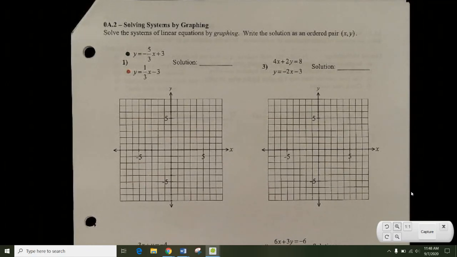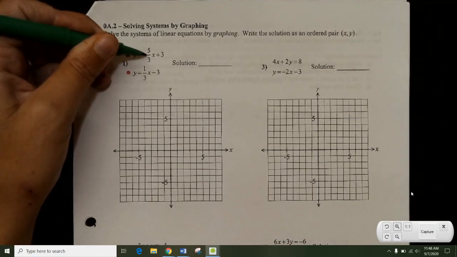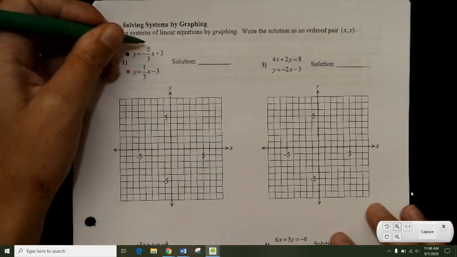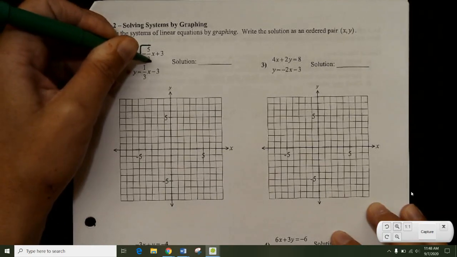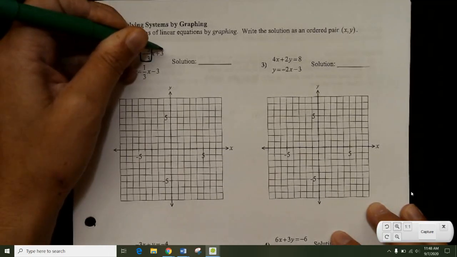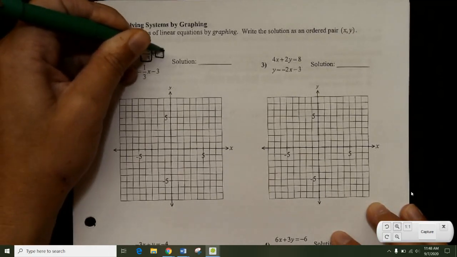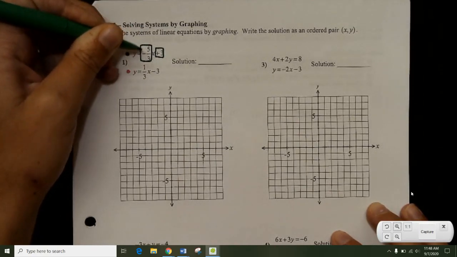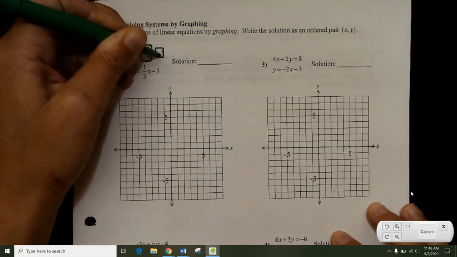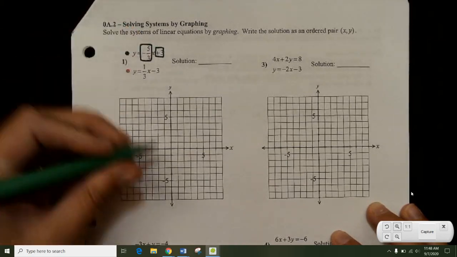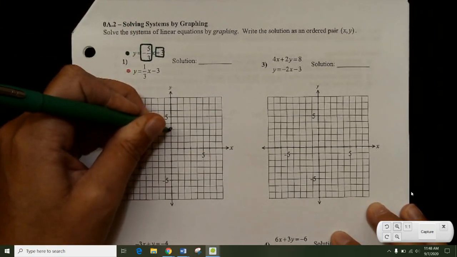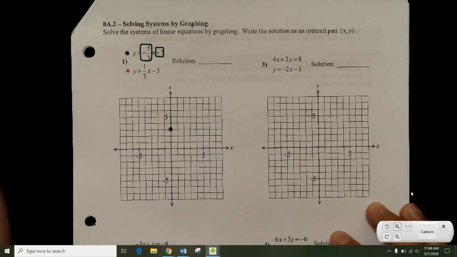So I'm going to graph the first one, y equals negative 5/3 x plus 3. Now there are two parts of the equation. This is in the form of y equals mx plus b. So the two parts are m, which is your slope, and b, which is your y-intercept. So I always start at the y-intercept. So I'm going to start at positive 3 and plot my first point.